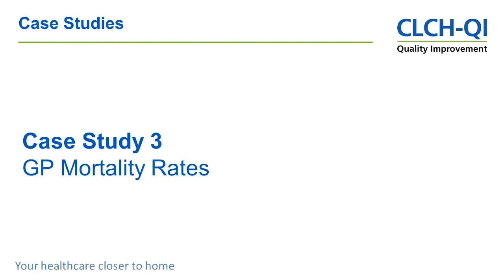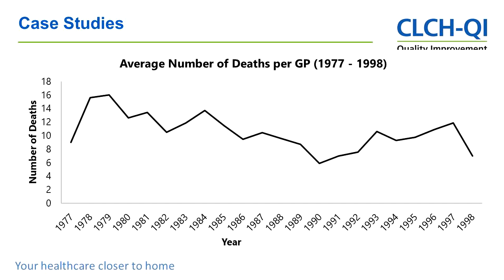Continuing with the theme of mortality, here we're looking at the mortality rate under the cares of GPs in a practice in Northern England. Now this data is plotted over time, and it's plotted over a 21-year period. This is publicly available data from 1977 through to 1998. Now this is a line chart, and it doesn't tell us a lot.